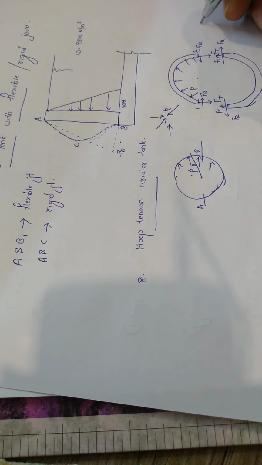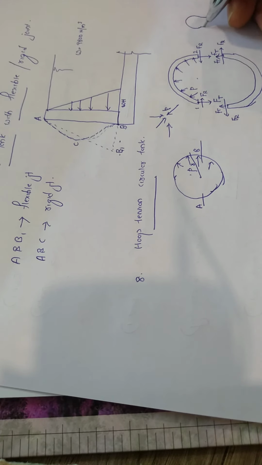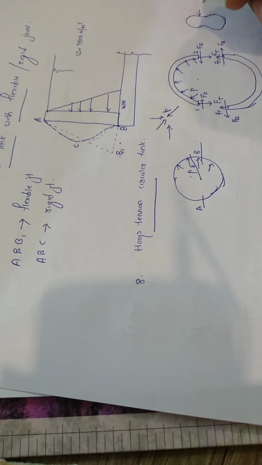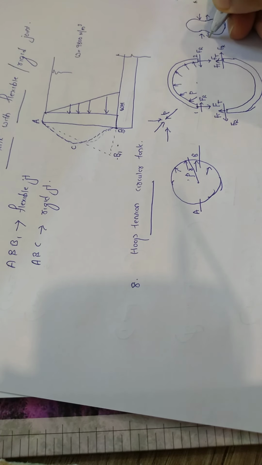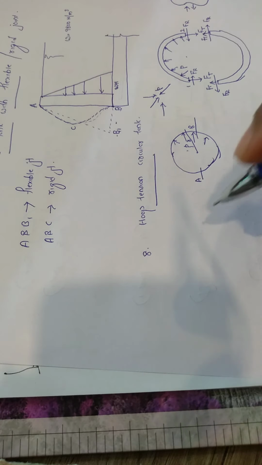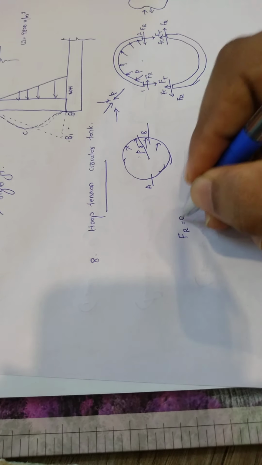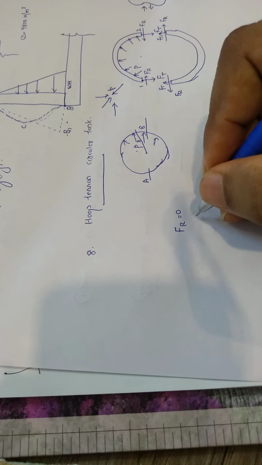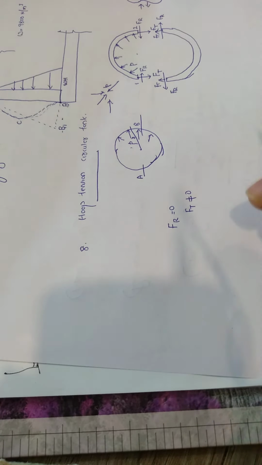If this acts on that particular tank, the tank will get deflected like this. But we know that the tank cannot deflect like this, because the upper portion is having a compression and the lower portion is having a tension. This is not possible. So the only possibility is that Fr should be 0. In order to maintain symmetry of the cross section, Fr should be 0, and only Ft will be not equal to 0. And we need to find out what Ft is.